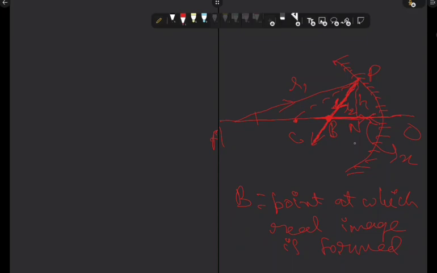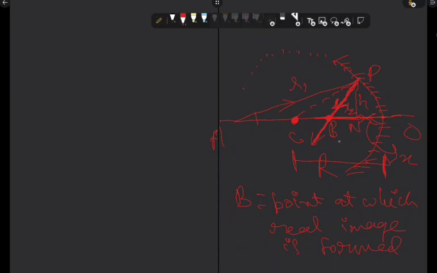Now this will be your radius of curvature R, from here to here. When you try to complete the circle of this mirror, that circle will have its center at C. So C is your center of curvature, and R is the radius of curvature of this spherical mirror. And what will be V? V will be OB.